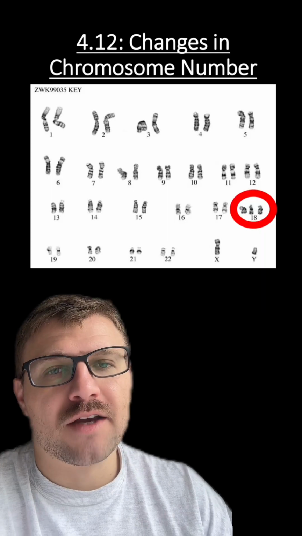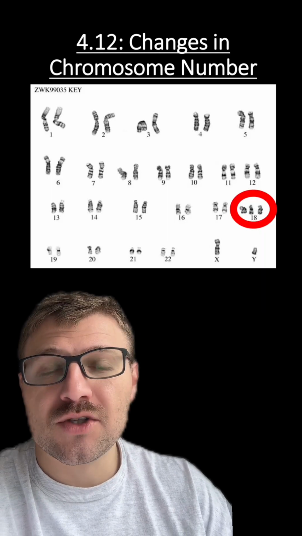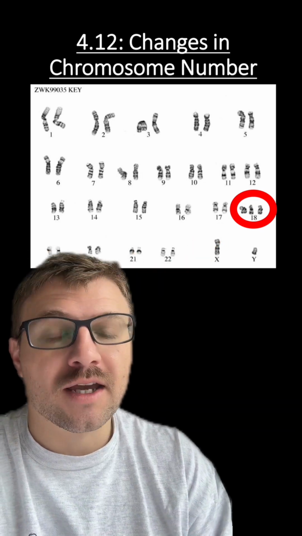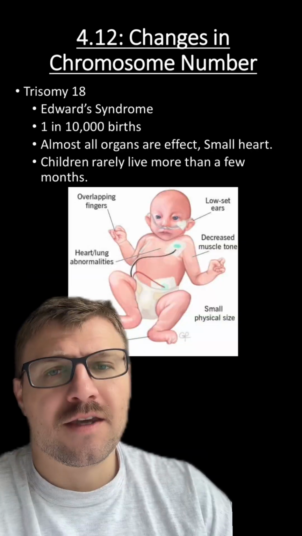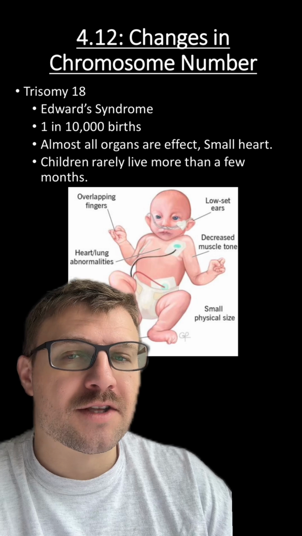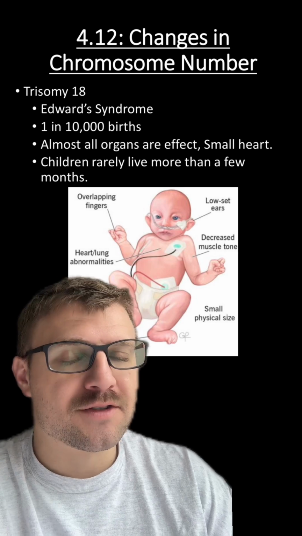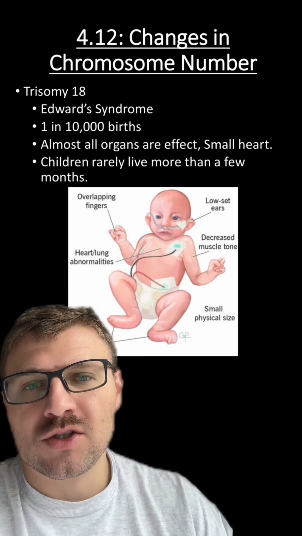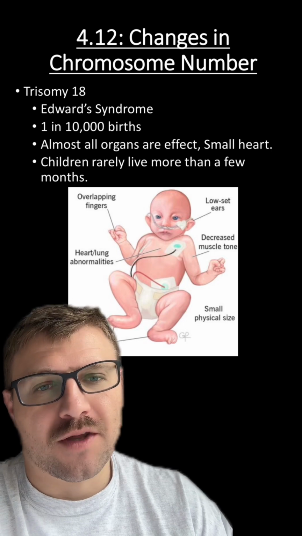Our next example of a trisomy that can occur in an individual is trisomy 18. You can see the 3 chromosomes in the 18th pairing of chromosomes in this karyotype. This syndrome is also known as Edwards syndrome, and it's a little bit more rare. It's about 1 in 10,000 births. It affects almost all of the organs, especially the heart. And again, children rarely live more than a few months or years.